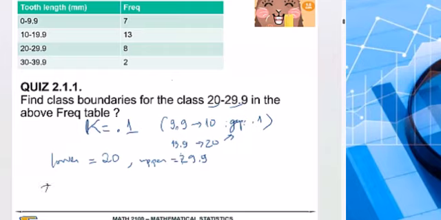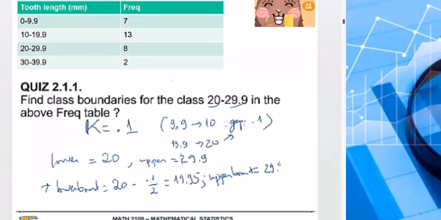So from that, you can get the lower boundary, lower bound, equal to the lower limit, which is 20, subtract k by 2, right? And you get 19.95. And you can also get the upper bound equal to 29.9 plus k by 2, 1 by 2, and you get 29.95. So this is how you find the class boundary. So the class boundary for this class would be from 19.95 to 29.95.